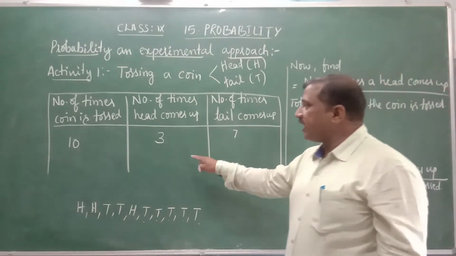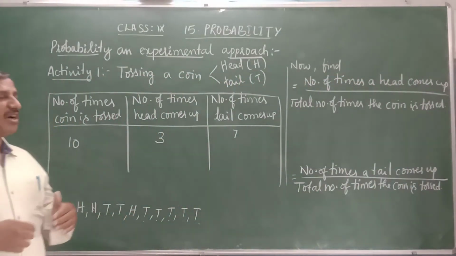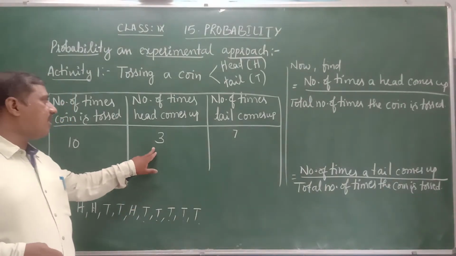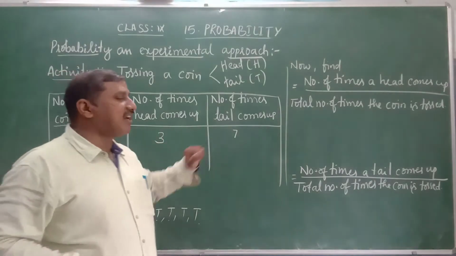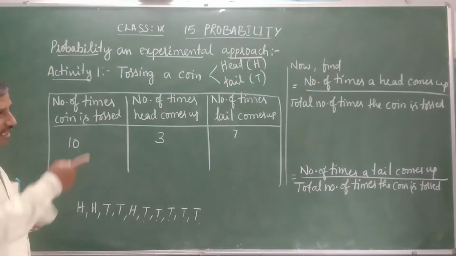So in total, how many times did you toss the coin? It is 10 times. So how many possible outcomes do we get? 10 possible outcomes. In that, 3 represent head and 7 represent the tail. Now find out these fractions.